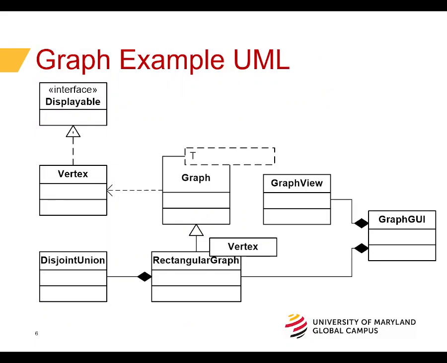Let's look at the structure of our graph example. The Vertex class implements the Displayable interface so that this graph can be drawn. The RectangularGraph class is a subclass of Graph. It uses the disjoint union to create the connected components. And the GraphGUI class defines the GUI that provides the interface. It contains an instance variable of the GraphView class to allow the graph to be drawn.